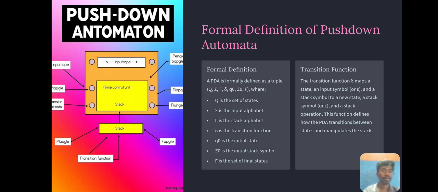A transition function. A transition function maps a state, an input symbol or empty, and a stack symbol to a new state and also a stack operation. This function defines how the PDA transitions between states and manipulates the stack.